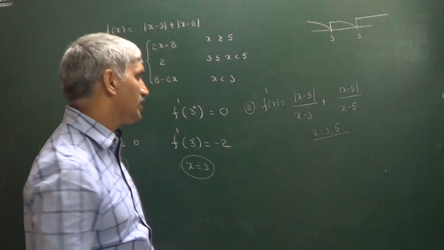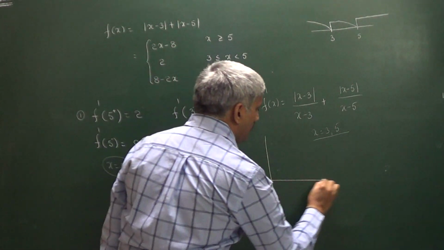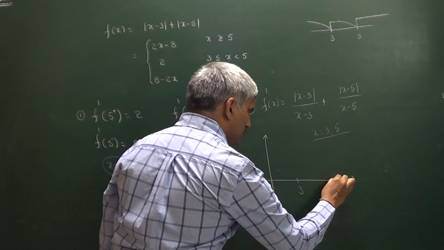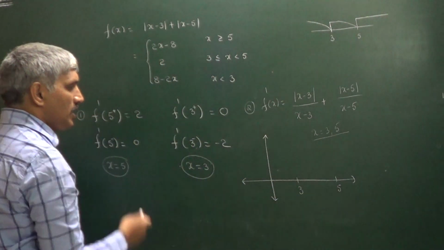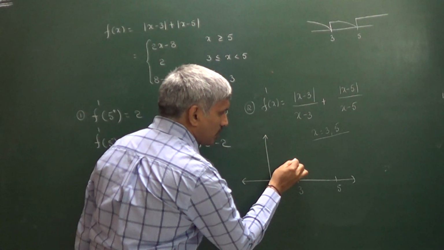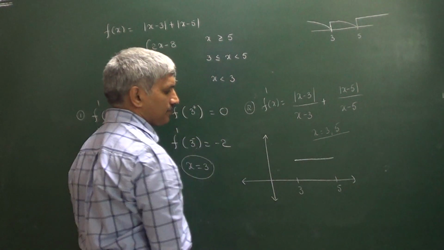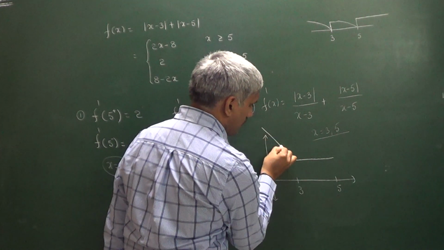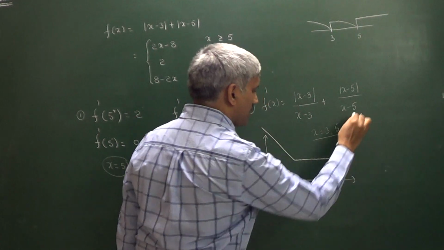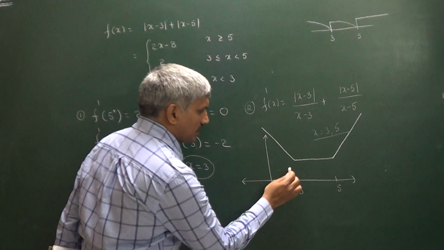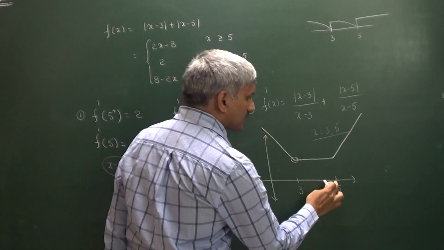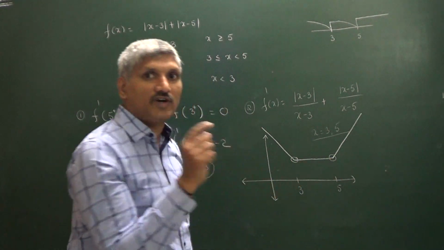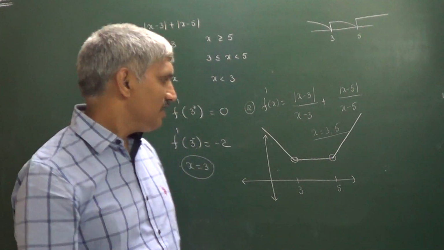differentiable. At the same time we can draw the graph of this function also. So we got x equals 3 and 5. This is somewhere 3 and this is 5. If you observe this function, between 3 and 5 we got a constant, that is 2, because at x equals 3 also we got 2. So this is one line, and on this side another line you will get. You can see at x equals 3 we have a sharp edge. At x equals 5 also we have a sharp edge. That's why at these 2 points the function is not differentiable, right?